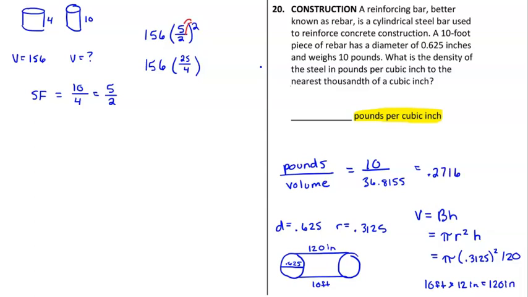And then it says round to the nearest thousandth. So thousandths is going to be 3 decimal places. That 6 is going to change the 1, and so that's going to be 0.272 pounds per cubic inch.